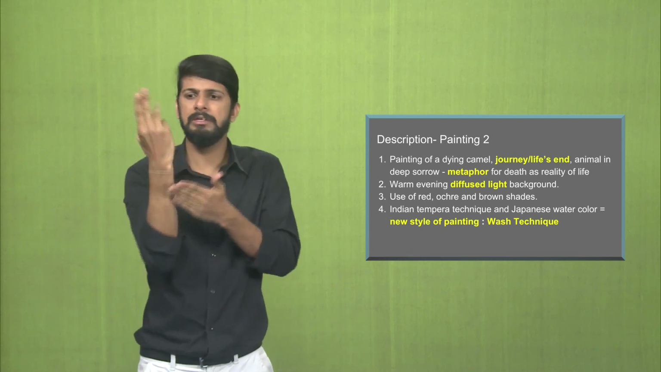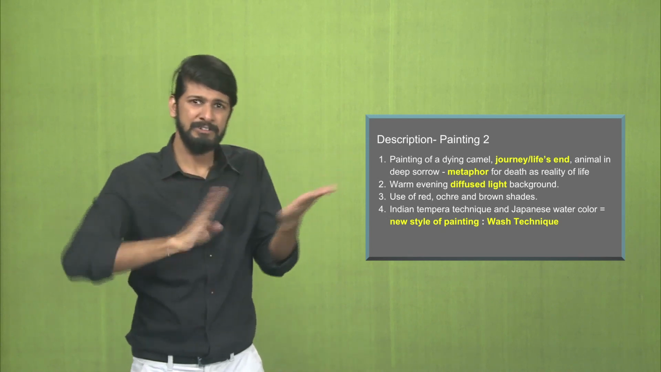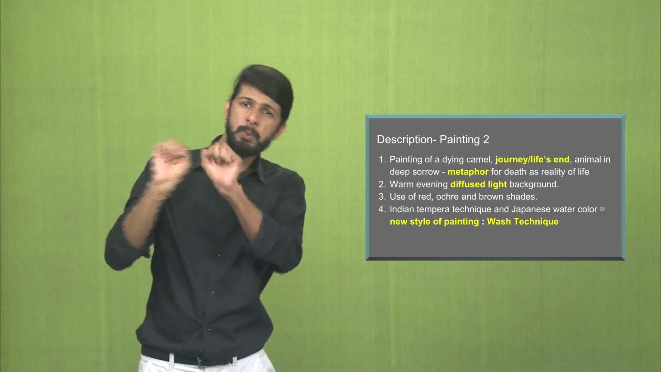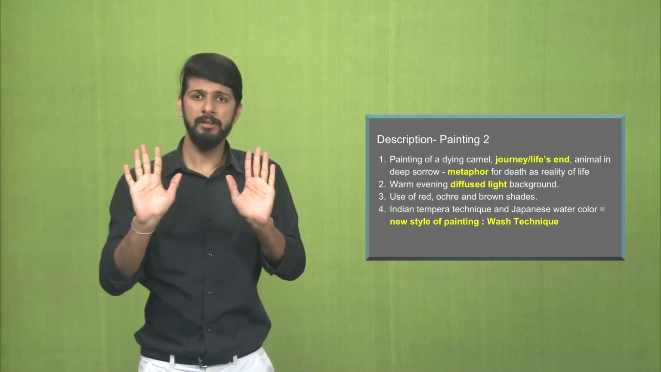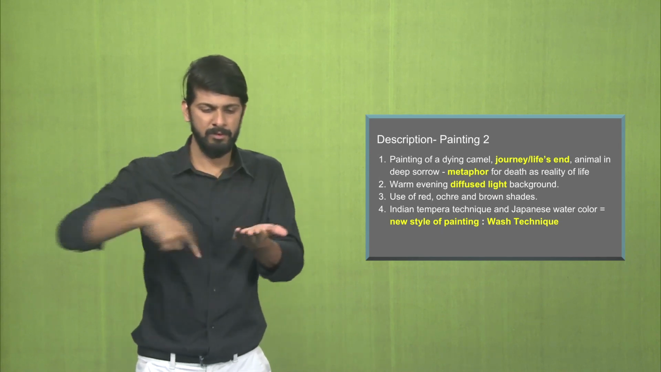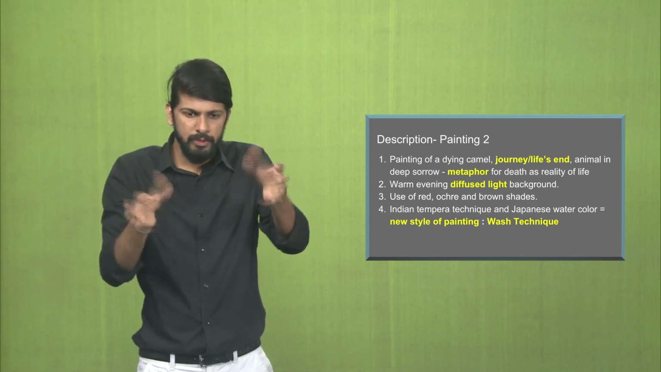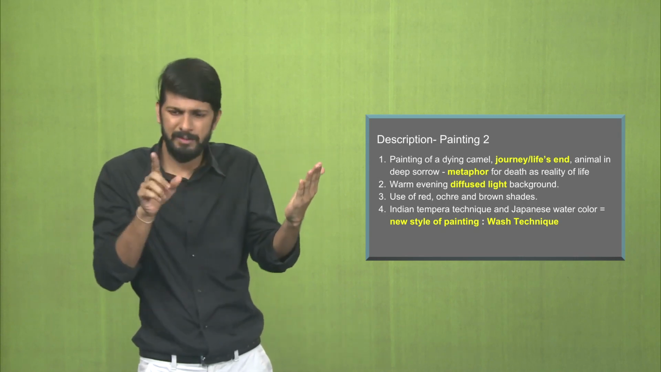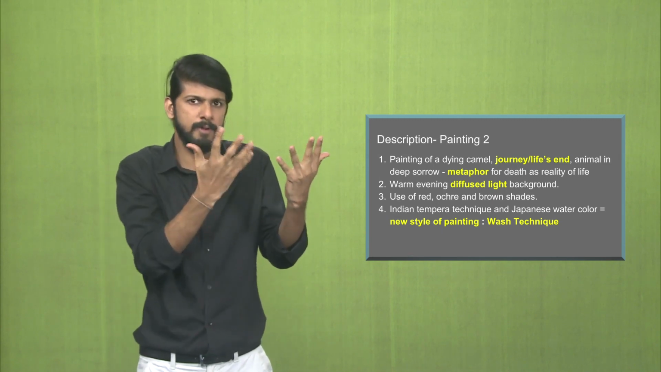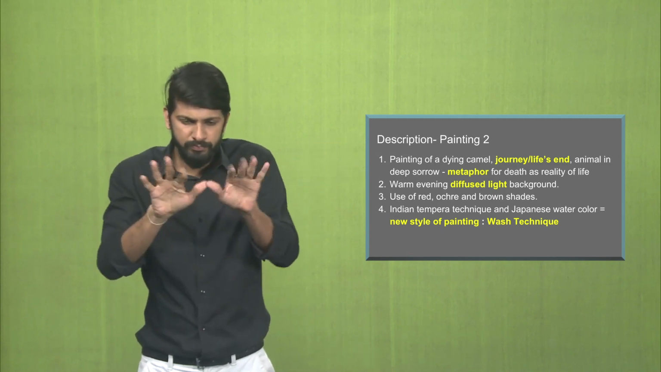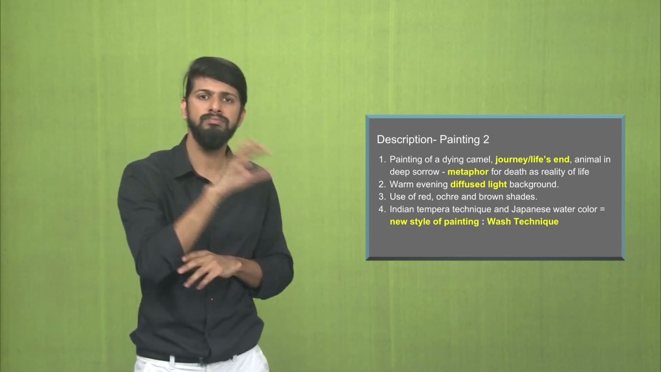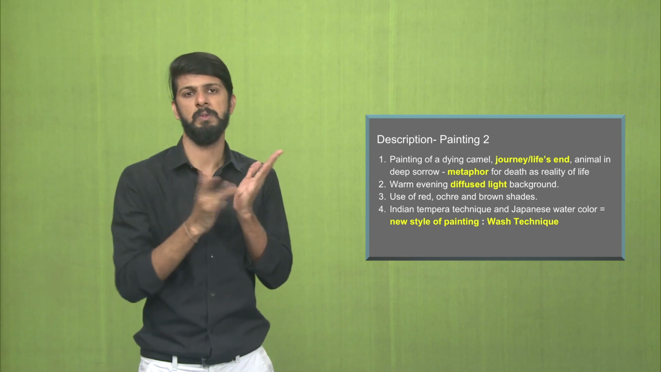And the technique, the medium of this painting, is a mix. The Indian tempera technique and the Japanese watercolor technique were blended, and this is a completely new style of painting where the paper, after having the basic initial drawing, is placed in water and taken out, and then the colors are added again so that the color spreads in such a way that it looks brilliant and beautiful, and this is known as the wash technique.